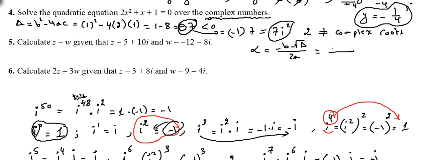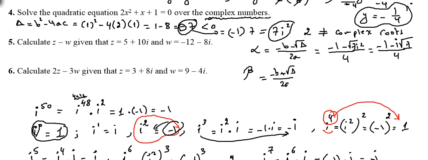b is 1, so minus 1 minus radical 7i squared over 2 times a, and a is 2, so over 4. The final simplified answer is minus 1 minus i squared, which can be taken outside the radical sign and will be i, and 7 inside, over 4. And the other root is equal to minus b plus radical delta over 2a. So the answer will be minus 1 plus i radical 7 over 4. These are the two roots because we're solving in the complex plane.